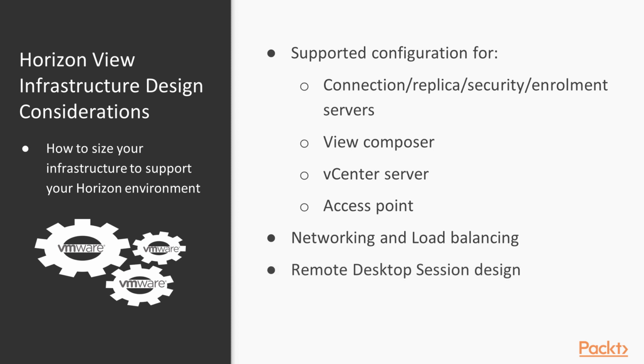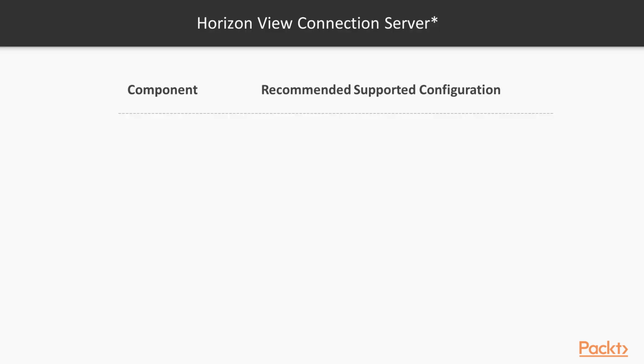The View Connection Server is a Windows server with Horizon View installed as an application. This server will be hosted as a virtual machine on the management block and have a recommended configuration that we will show on the screen. So the connection server needs to be built with the following configuration.